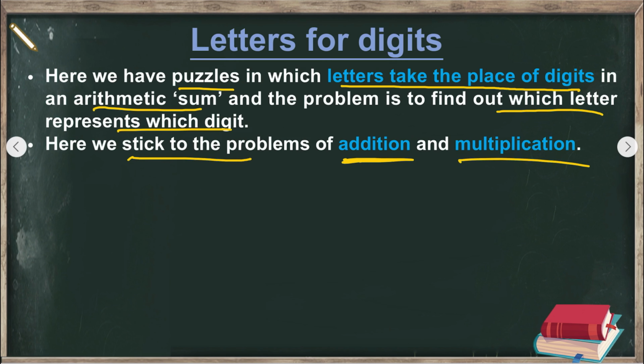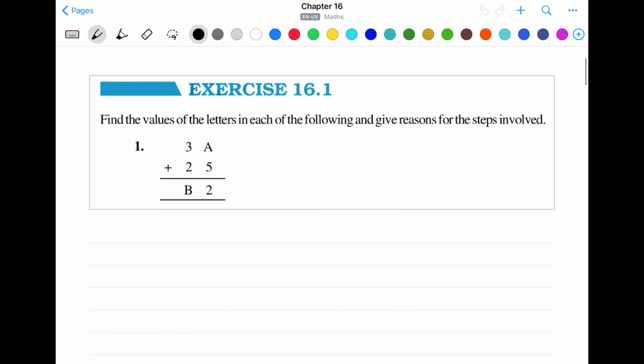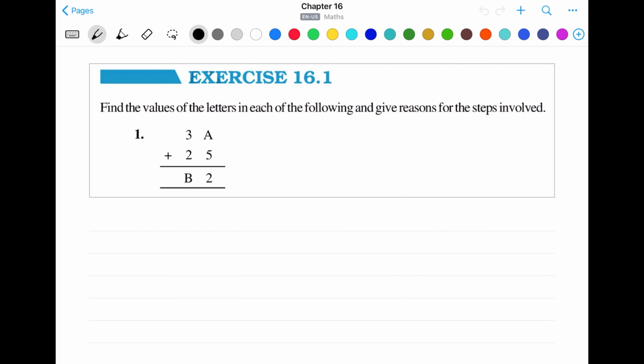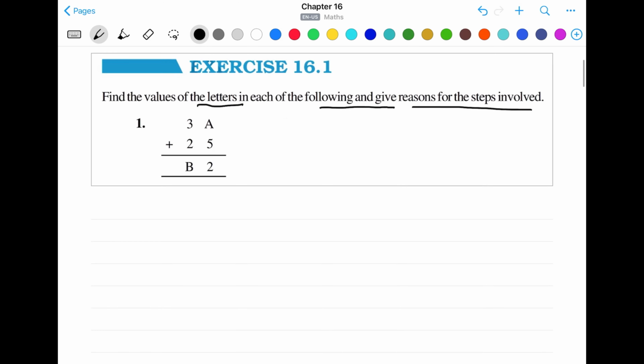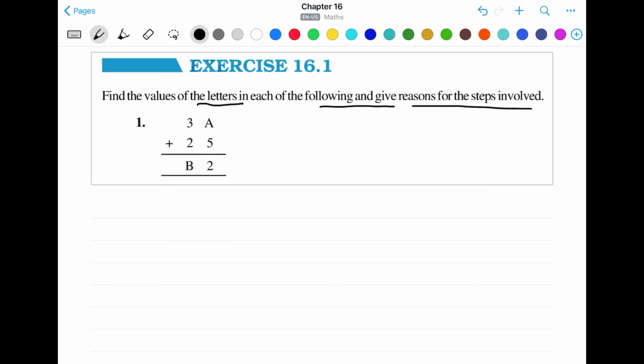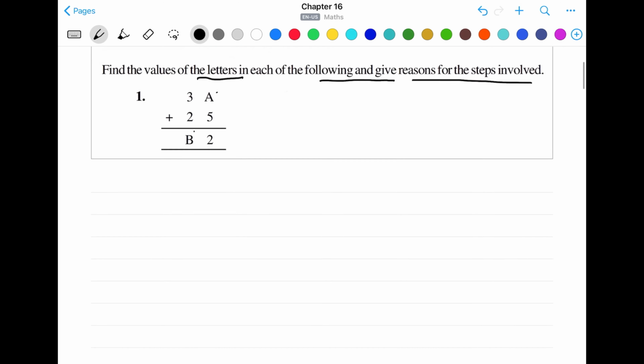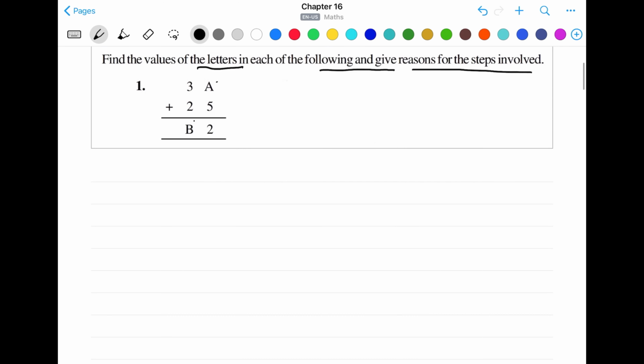Based on this we have exercise 16.1, so now let's move to exercise 16.1. The question here is, find the value of the letters in each of the following and give reasons for the steps involved. We are given an addition sum in which 2 digits are missing, and some letters are given, that is A and B, replacing those digits. Our task is to find out those digits, A and B.